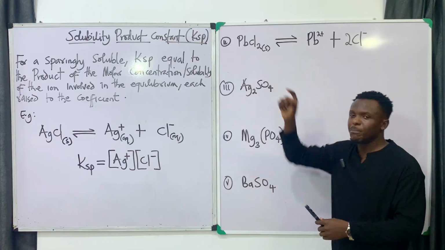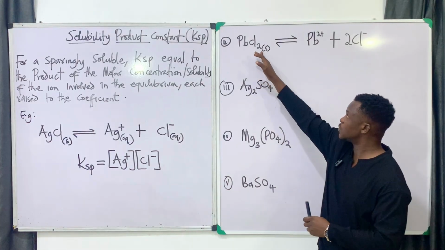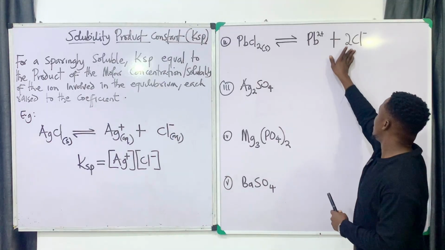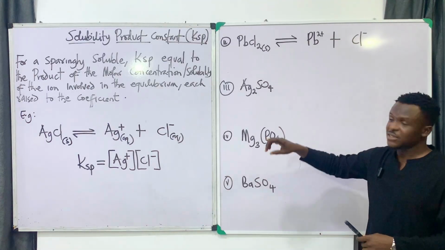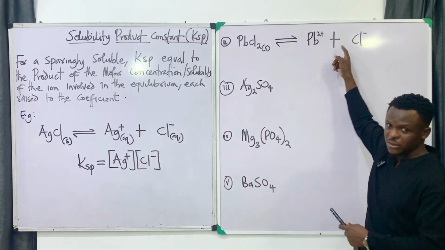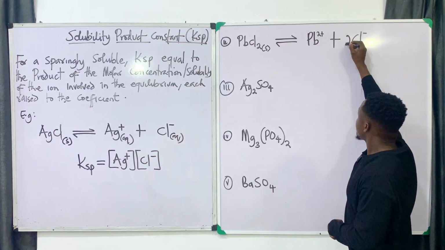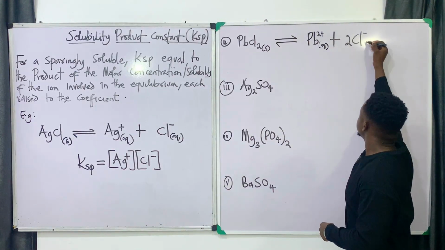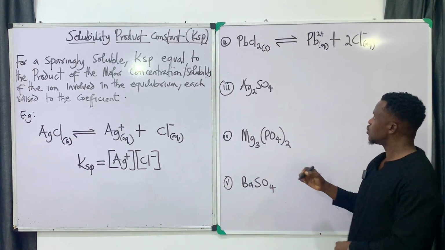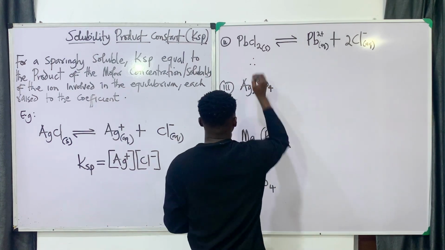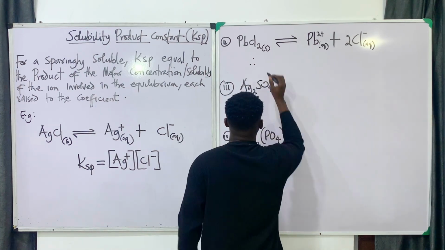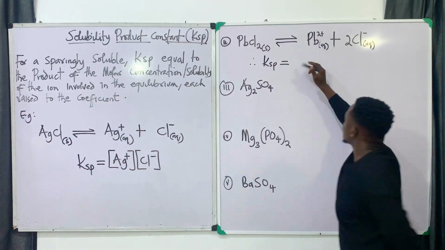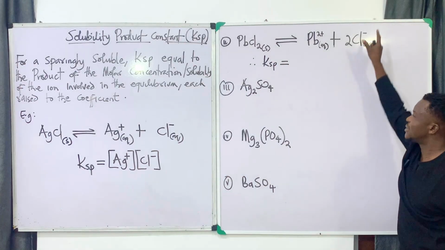Please endeavor to balance the equation. If there is a number here, please check if it is balanced. If I did not add this 2, it is not balanced. Chlorine here is 2, but chlorine here is 1, so I need to balance this. The next thing I'm going to do, please ensure you add aqueous here. So once you do that, my Ksp for this now becomes Ksp equals the concentration of the products raised to their coefficients.